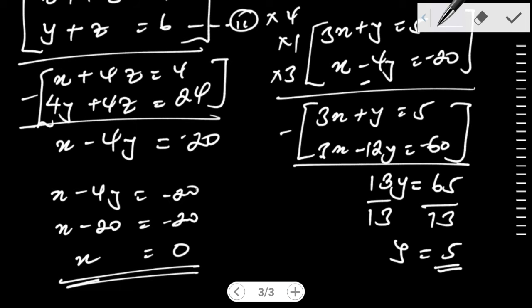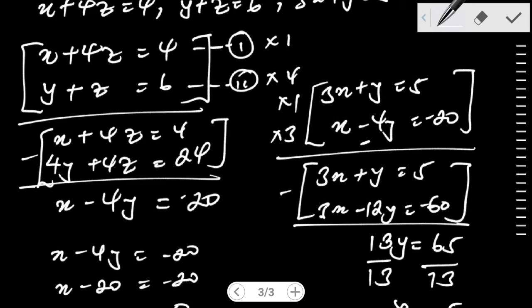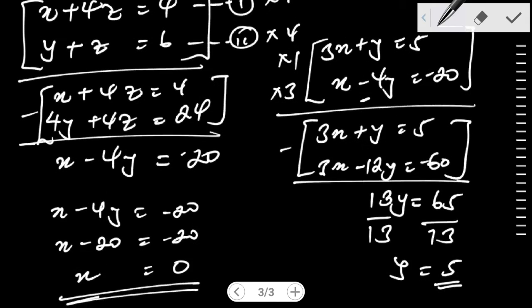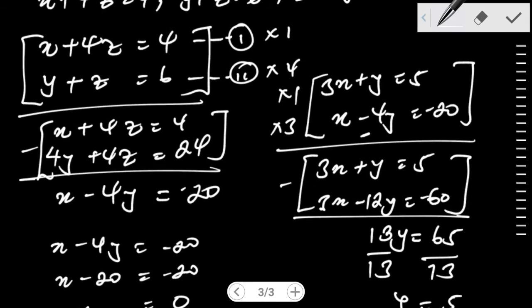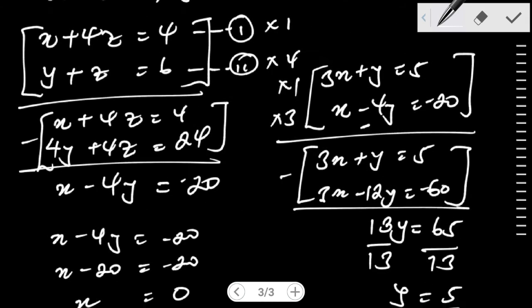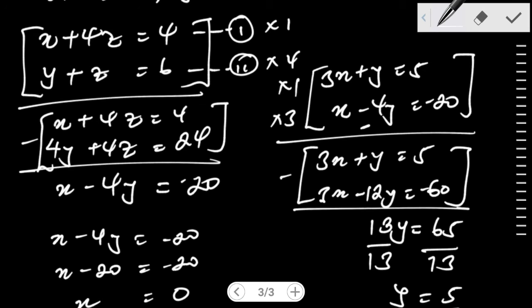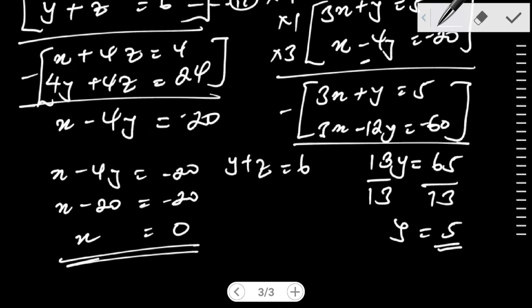Awesome. And now let's get z. For z, we can get it from there. Therefore, if y plus z is giving me a 6, and I have y, which is 5, 5 plus z is equal to 6. Yes, and z would be equal to 1.